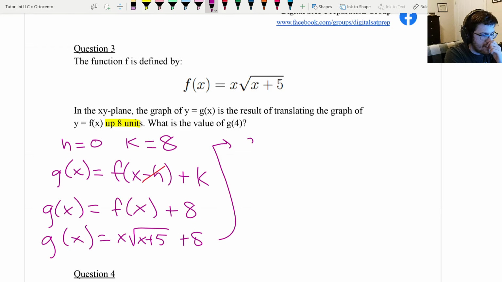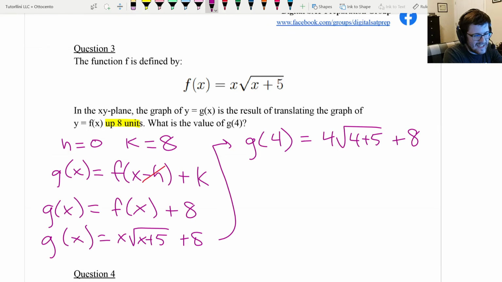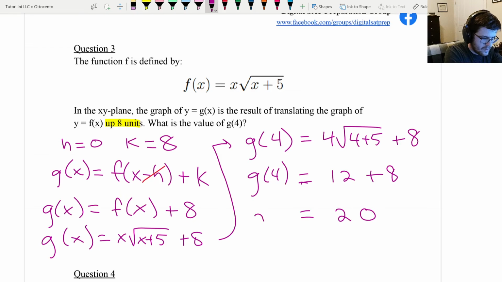Now we're going to come over here and do g of 4. We replace all the x's with 4. So 4 root 4 plus 5 plus 8. So that's 9. Square root of 9 is 3. 3 times 4 is 12, which I think is 20. And that should be our answer.